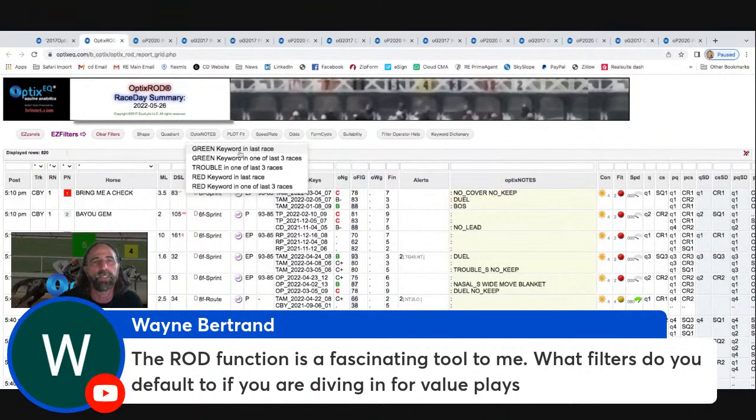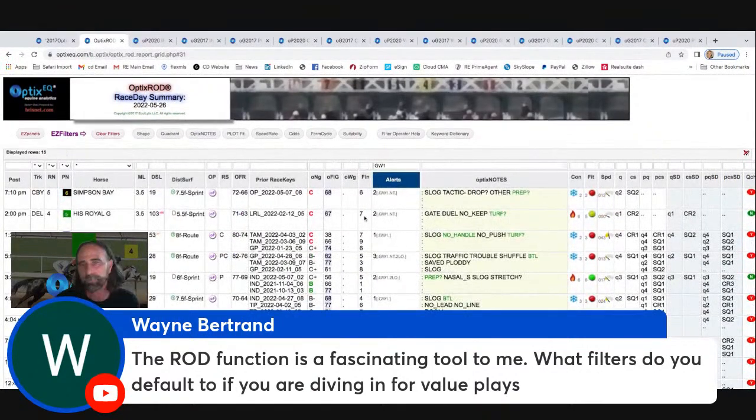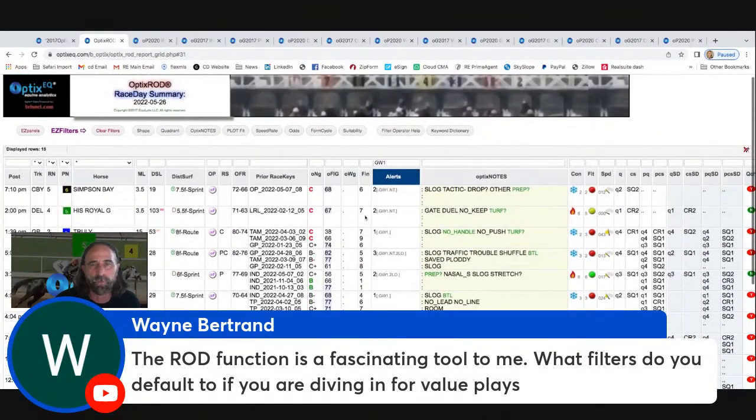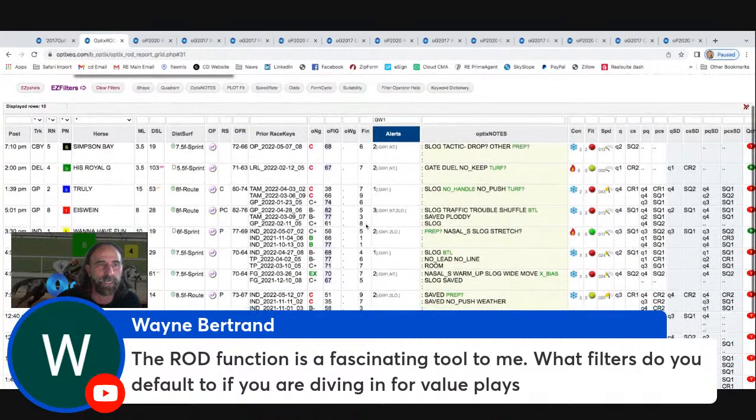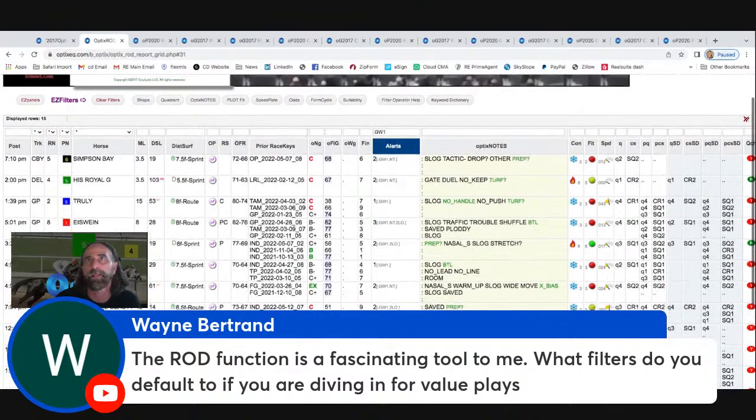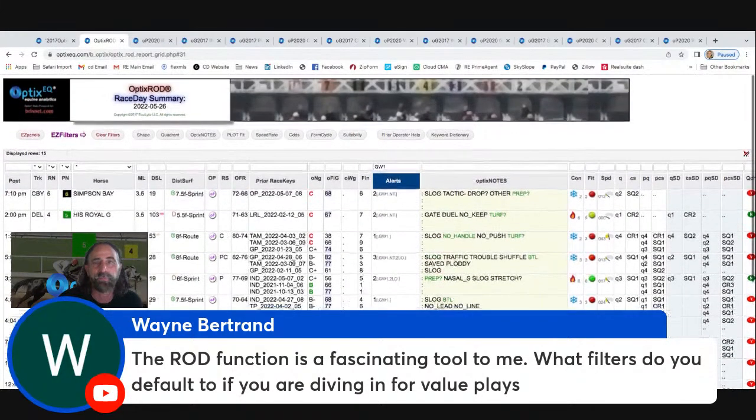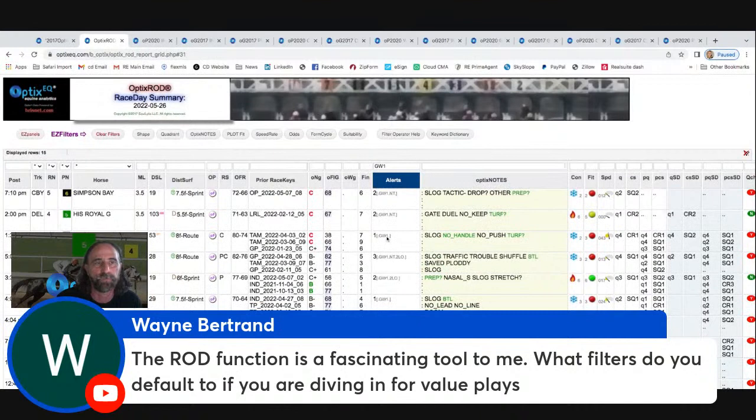So if you go to green keyword in last race, it just gives you horses that might be on the improve, right? That's kind of what we do, and that's what we're looking at. So that's one. Someone asked what filters we use. That's one of them. Okay.